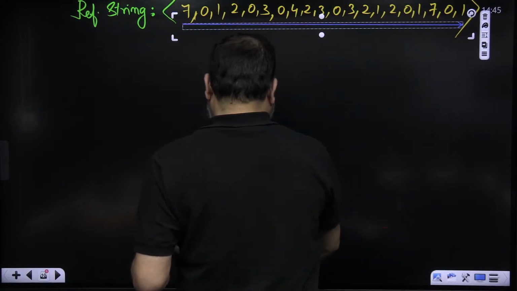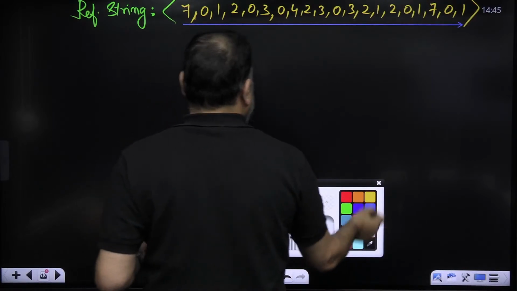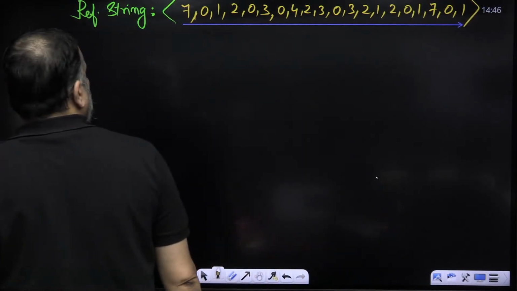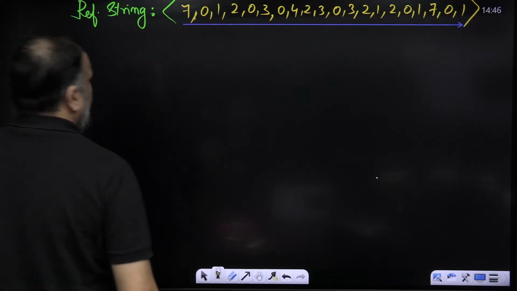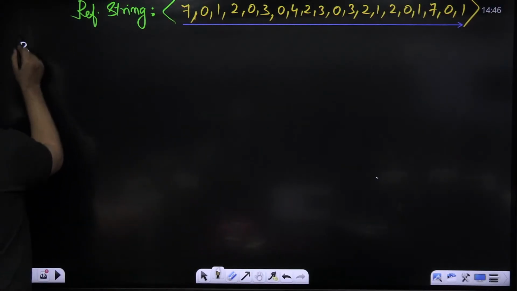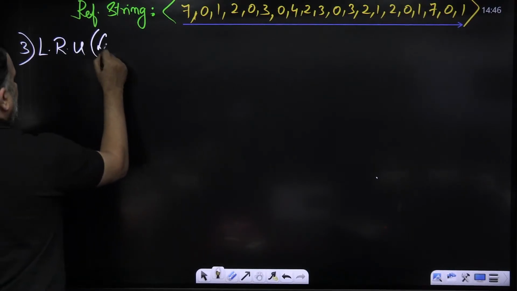Okay? Let's study the LRU algorithm with respect to this reference string: 2, 4, 6, 8, 10, 12, 14, 16, 18, 20. So the third replacement technique is LRU, least recently used.